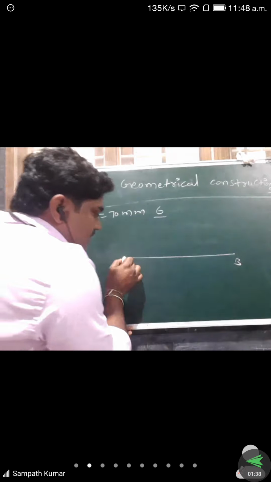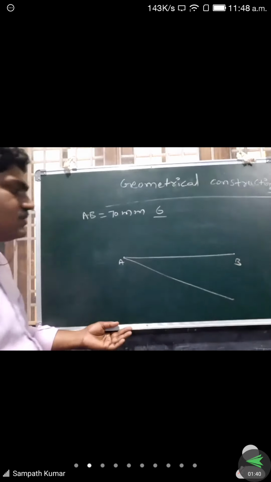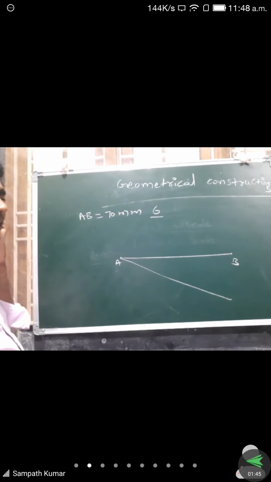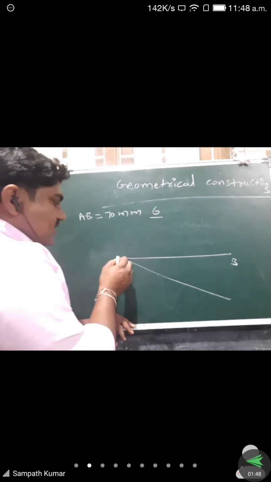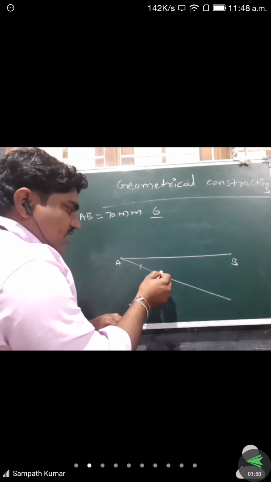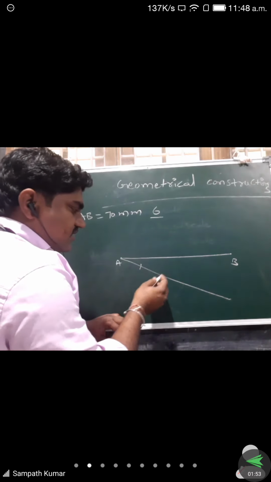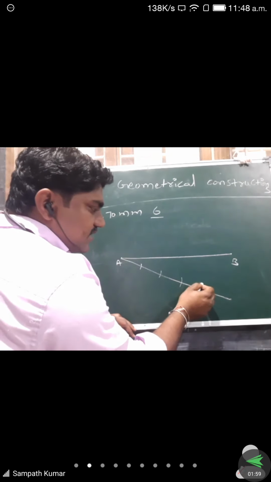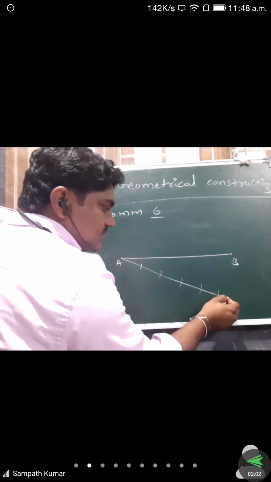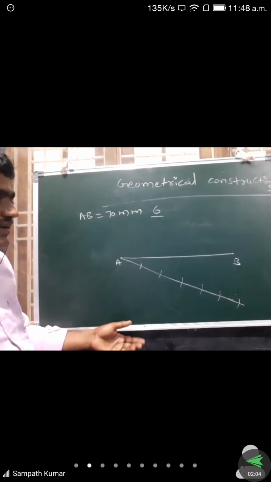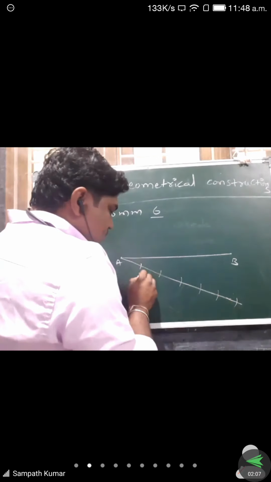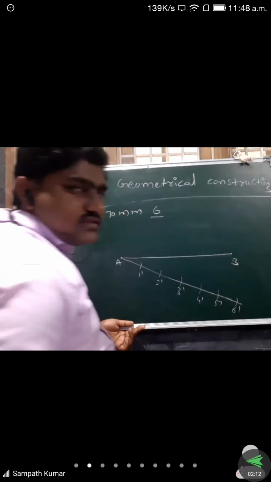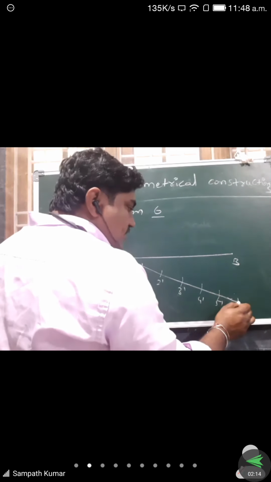Then we have to draw any inclined line that is at more than 0 degrees. Then we take a convenient radius, with A as the center, and draw 6 arcs with the same radius, changing the centers each time. We draw 6 arcs on the 6 equal parts. These are 1 dash, 2 dash, 3 dash, 4 dash, 5 dash, 6 dash. Then the last point, 6 dash, is joined with B.